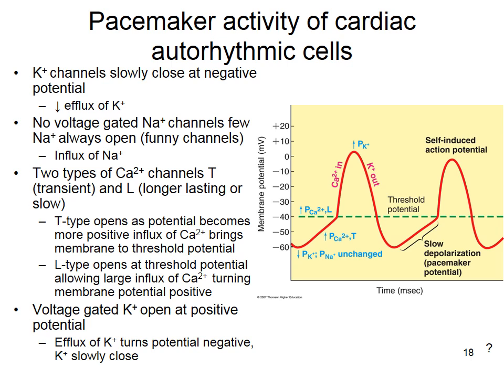These autorhythmic cells never sit at rest. That's why there are multiple action potentials being shown. As soon as they hit minus 60, potassium channels start to close, funny sodium channels are letting sodium in, T-type calcium channels open, the cell comes to threshold, L-type calcium channels open, calcium rushes in, depolarization. Then voltage-gated potassium channels open, repolarization.